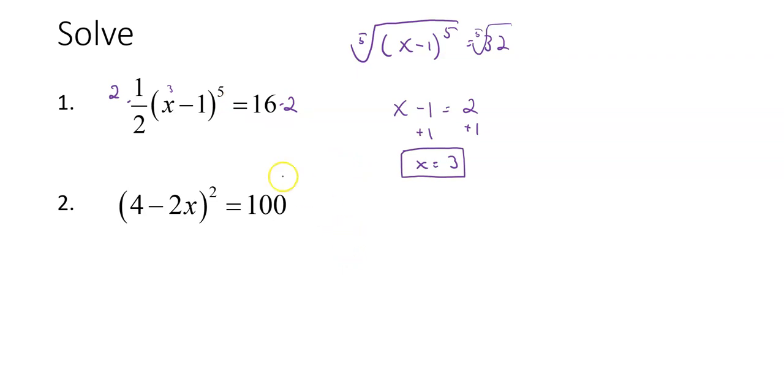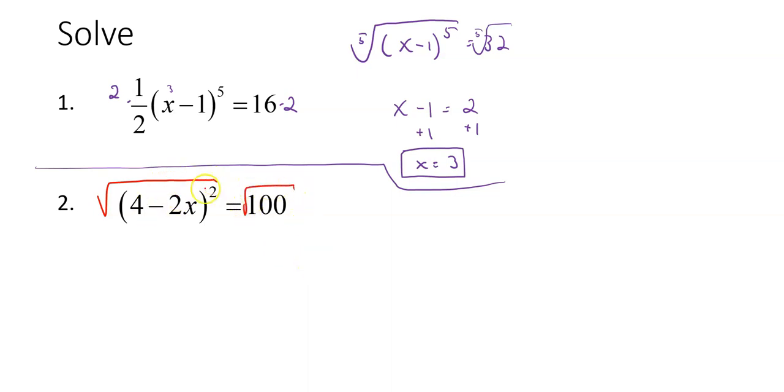All right, let's try one more. Let's try number 2. If we want to undo a second degree, we need a second root. So it's got to go opposites. So take the square root of both sides, square root of this side, square root of this side. The square root of something squared is the same as the absolute value. So I get the absolute value of 4 minus 2x equals the square root of 100, which is 10. And so what's inside that absolute value bracket can be positive or it can be negative. So 4 minus 2x could be positive 10, or 4 minus 2x could be negative 10, because then when I take the absolute value, it'll be back to positive 10.